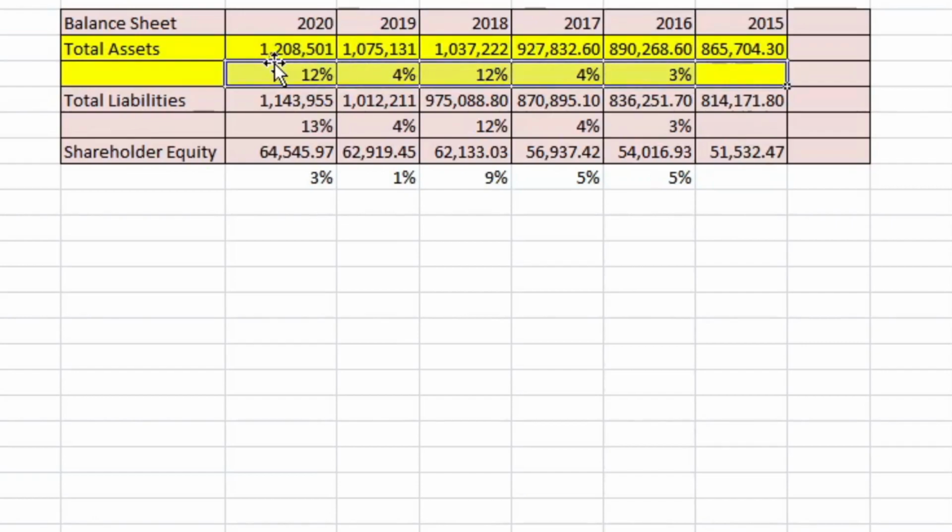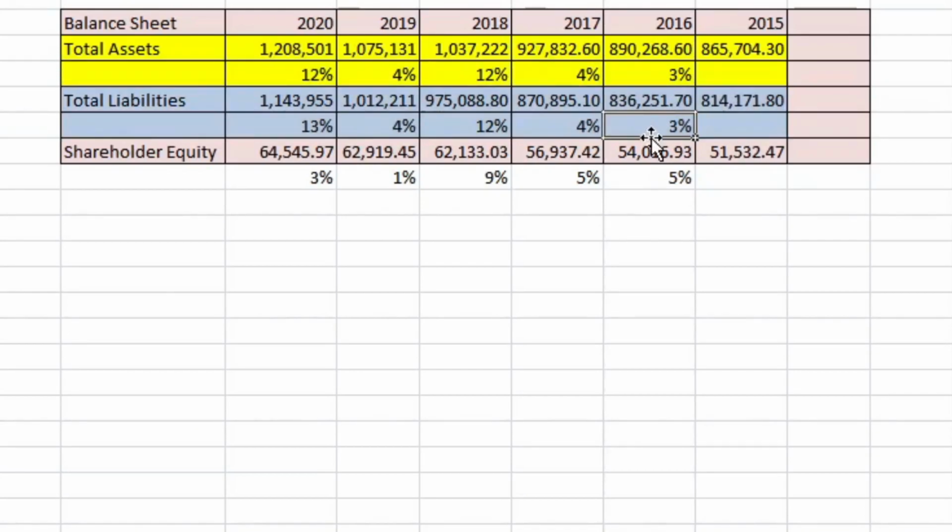And this is what we want to see. We want to see growth in the assets of the company. And then, in the same manner, the liabilities of the company also grew. If you look here, the liability of the company grew at the same pace as the assets of the company.